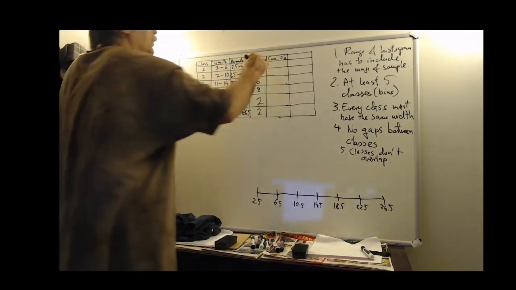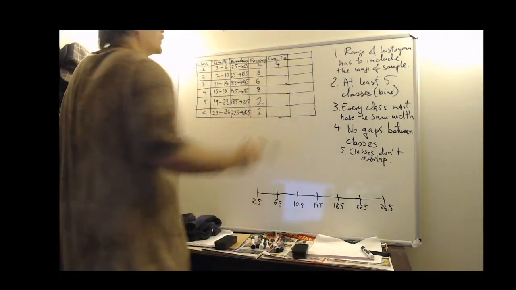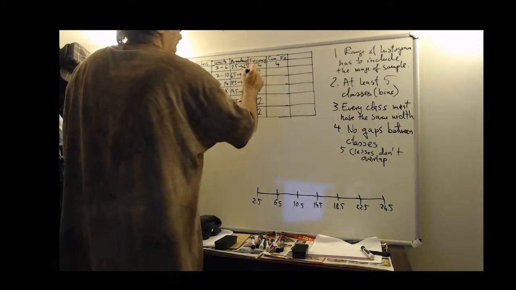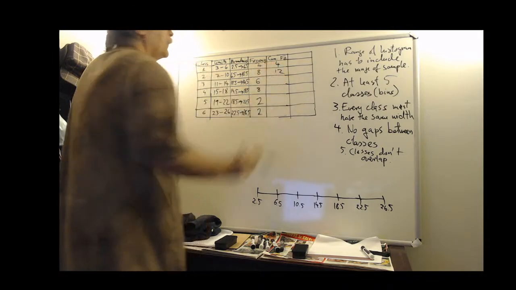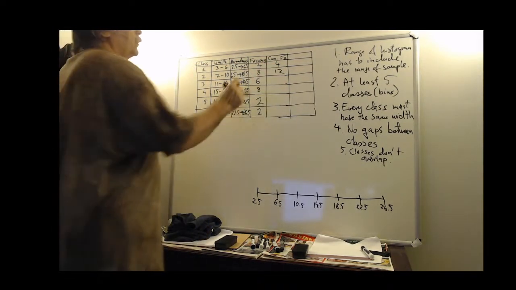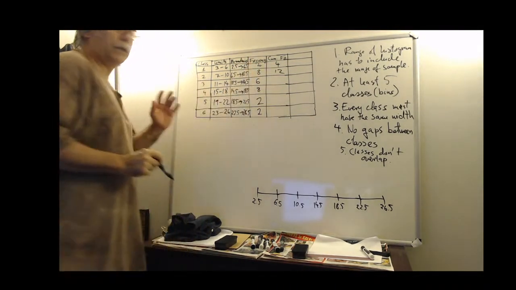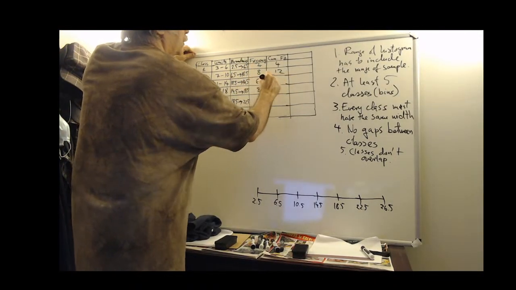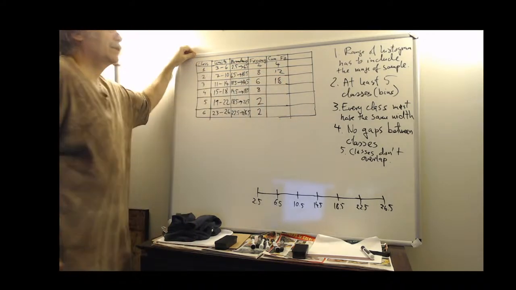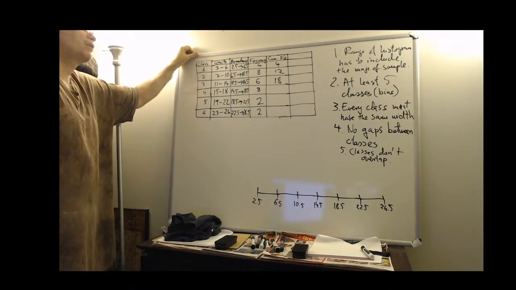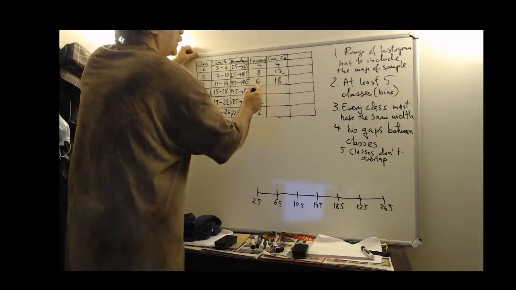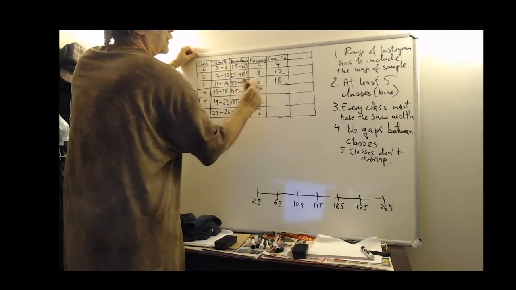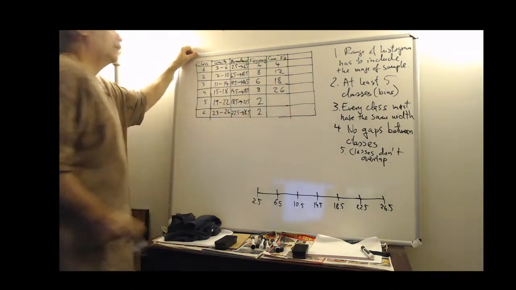What is up to the first class, including first class? 4. What is up to the second class, including second class? Well, that's 4 and 8, so it must be 12. What is up to the third class? That would be this and this and this, so 12 plus 6 is 18. Up to the fourth class, including fourth class? That would be 18 plus 8, which is 26 things.